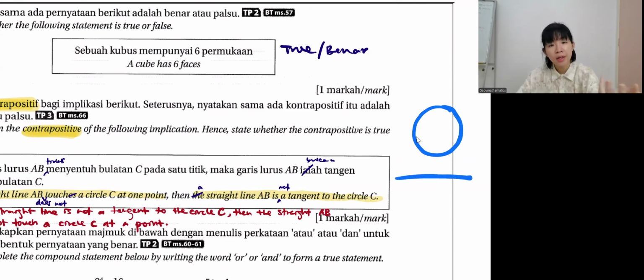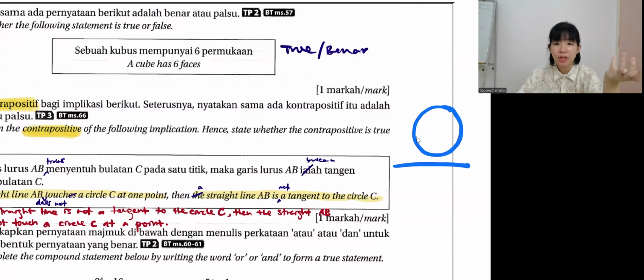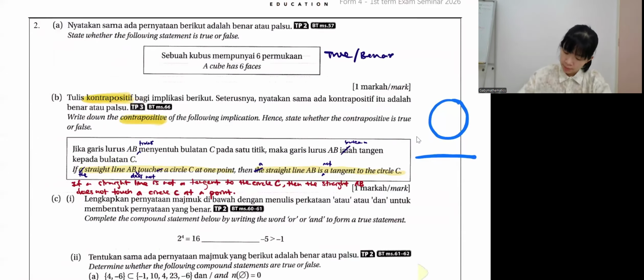Okay, correct. If it's not a tangent, it is not going to touch at only one point. Maybe this line touches two points. Definitely not touching the circle at one point. So this is true. Benar. If it's not a tangent, it won't touch the circle at only one point.